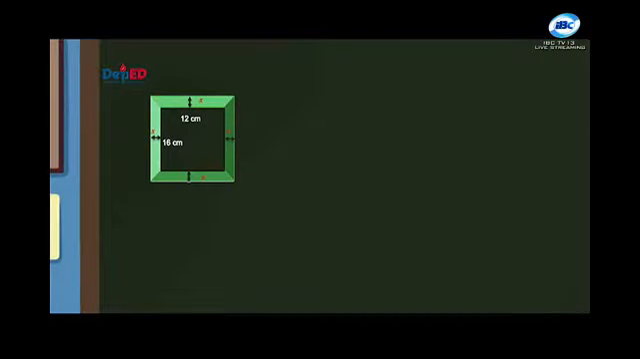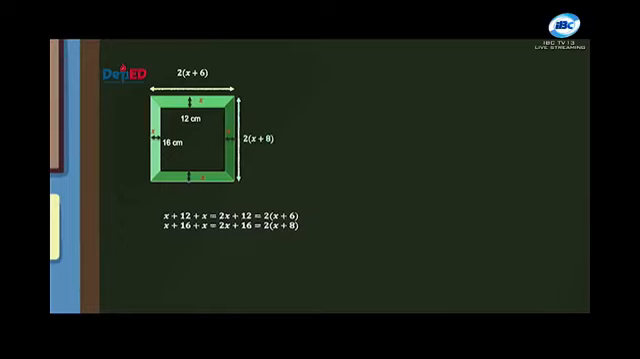Let x be the width in centimeters of the border of the frame. Hence, the width of the frame is equal to x plus 12 plus x, or 2x plus 12, which is equal to 2 times the binomial x plus 6. While the length in centimeters is equal to x plus 16 plus x, or 2x plus 16, and in factored form, 2 times the binomial x plus 8.